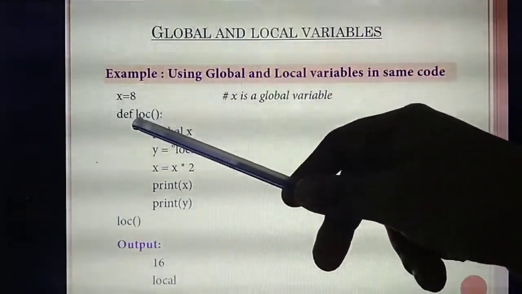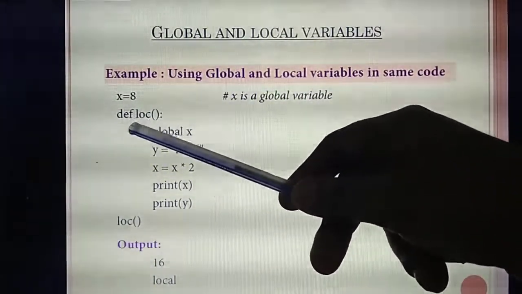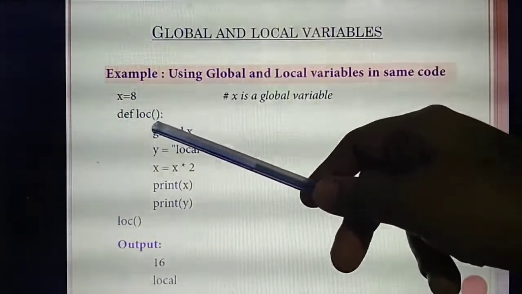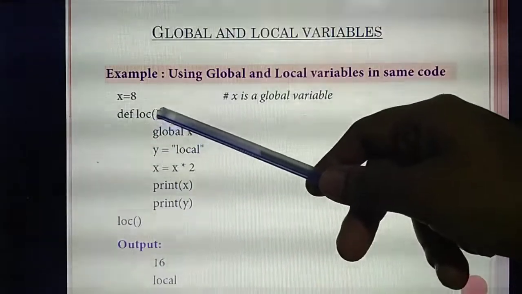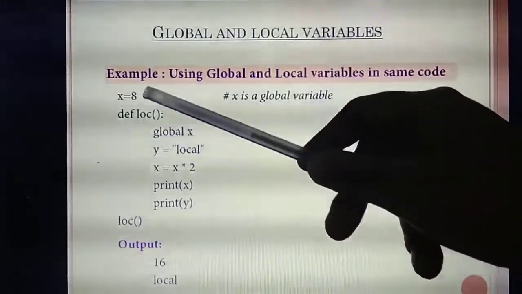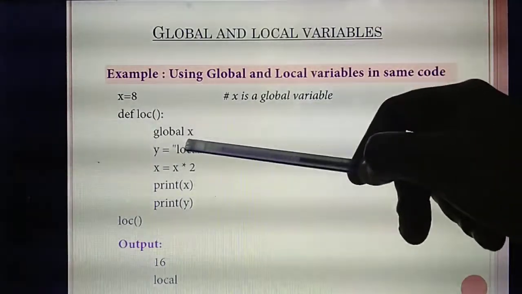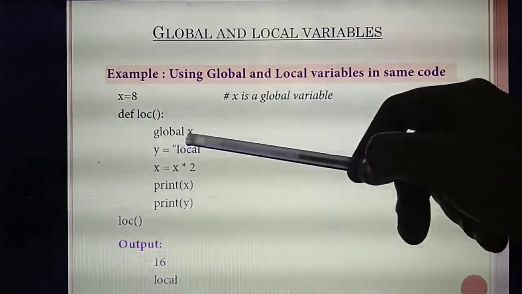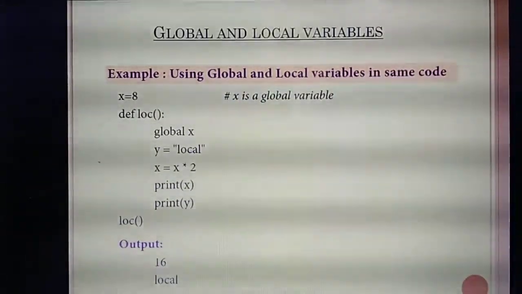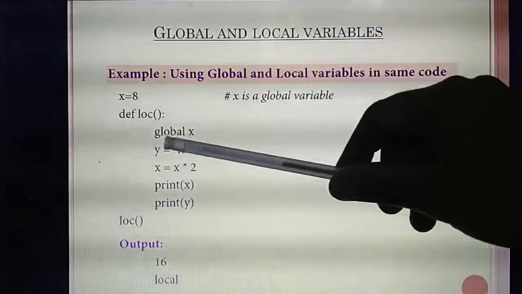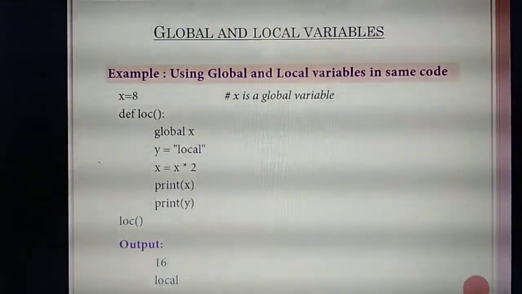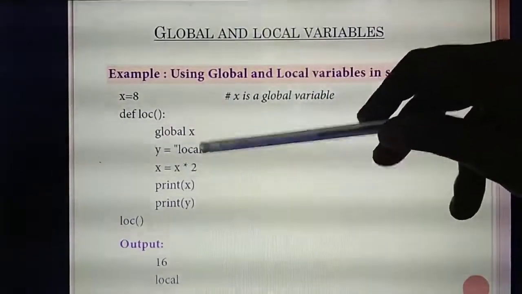Next they are writing one function, def. Function starts with the keyword def. Then what's the function name? LOC. Then inside they are not giving any arguments. So inside the function they are giving global of x. What's the meaning of that x? Global of x means they are going to modify the value of x inside the function. So only they are giving the keyword global. Understand?